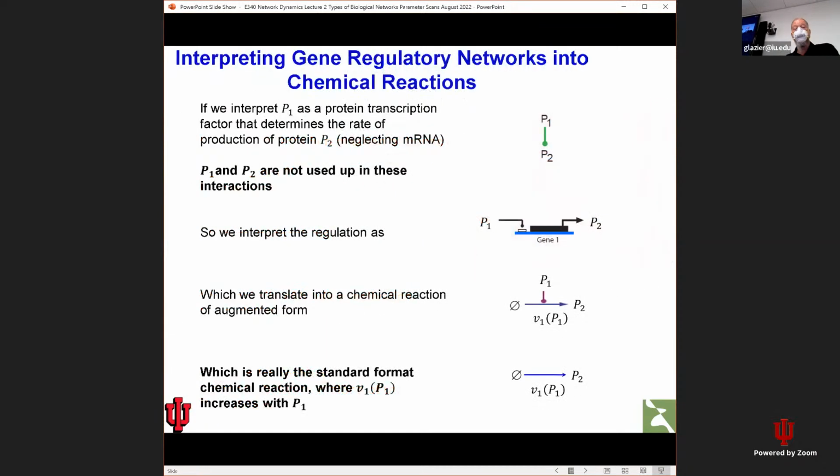Again, we are going to typically just draw that. You'll see in the literature, P1 promotes P2. That means that P1 is some kind of transcription factor that binds to gene 1, either directly or indirectly, promotes its transcription, and then we'll assume that translation happens and we get protein P2. So as a reaction diagram, nothing is going to P2. And you'll notice that we totally neglected the messenger RNA. That works surprisingly well most of the time, but it doesn't have the delays.